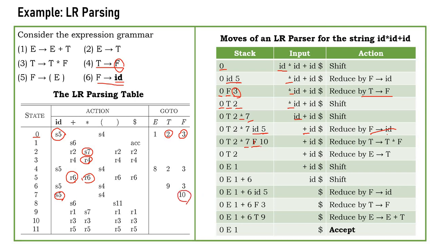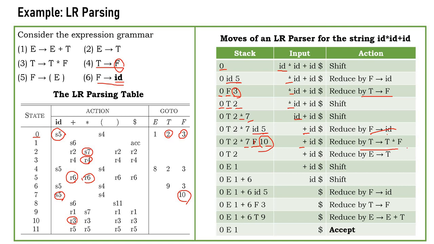So the 10 will be inserted into the stack. Then we have to check this 10 and plus. So what is the 10 and plus? It is R3, so that is reduce 3. So what is the third production? That is T implies T star F. So reduce by T implies T star F.